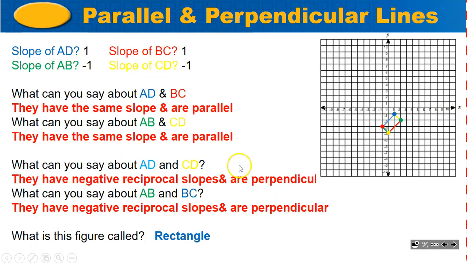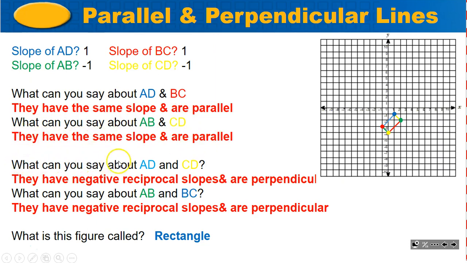So our next thing asks us the slope of AD was 1, the slope of BC was 1, the slope of AB was -1, the slope of CD was -1. So what can you say about AD and BC? So AD and BC have the same slope and are parallel, right? What can you say about AB and CD? They have the same slope and are parallel as well.